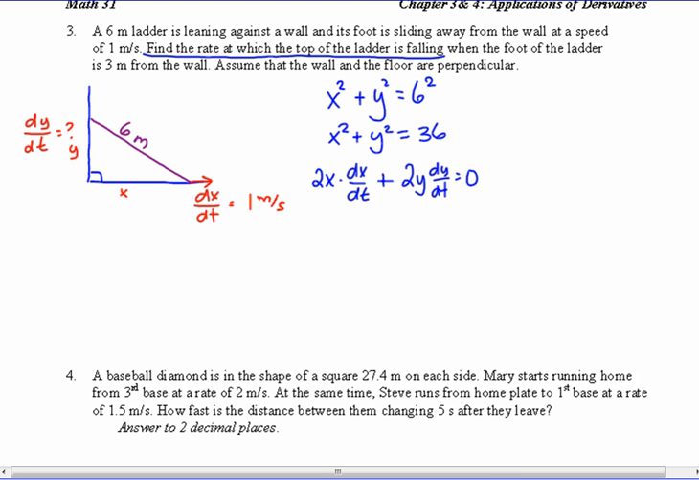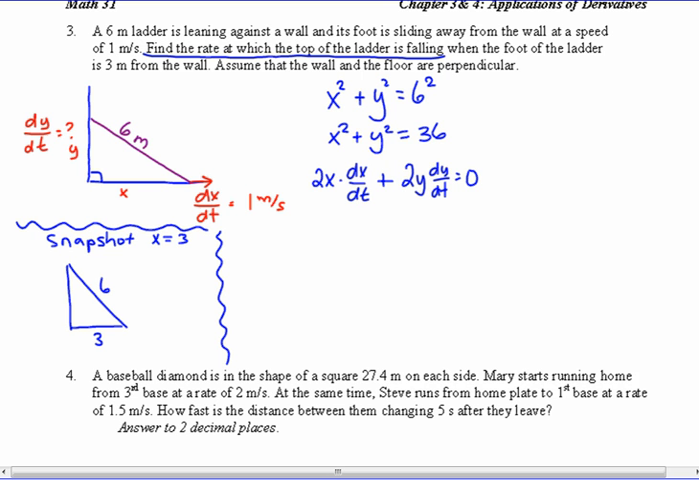Could we figure it out? Yeah, so I need a little snapshot. Our snapshot is when x is equal to 3, because it says when the foot of the ladder is 3 meters from the wall. So what if our x is 3? We need to figure out what y is.